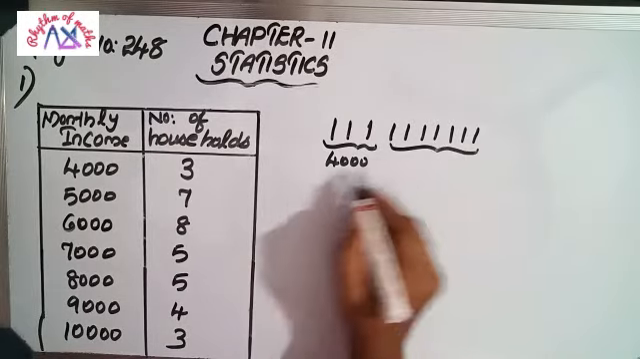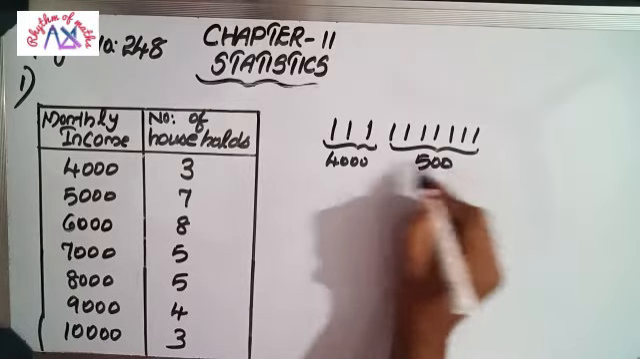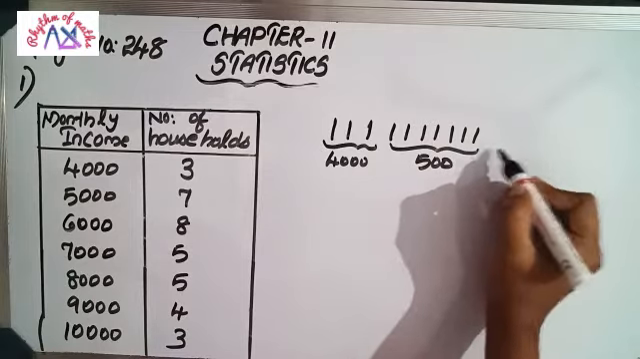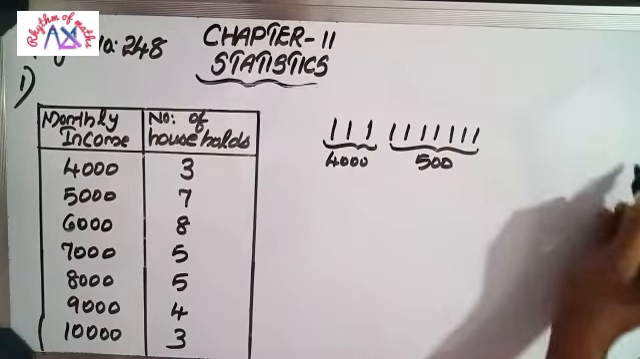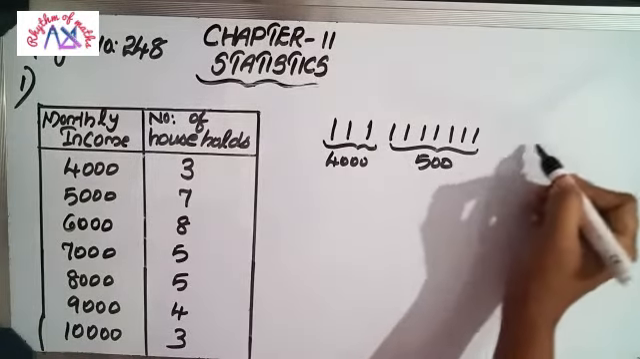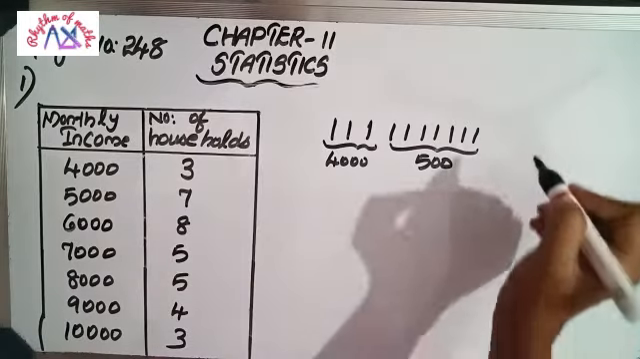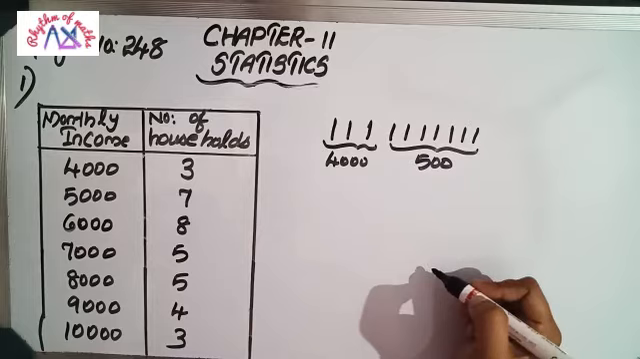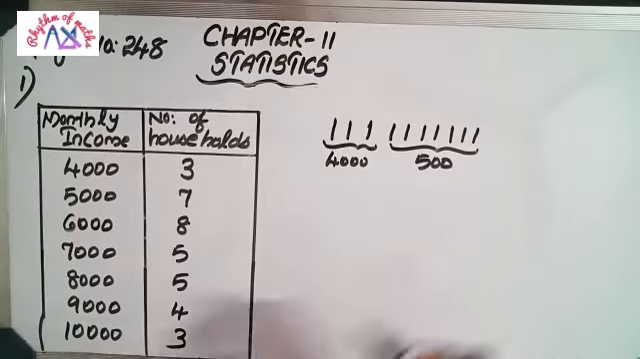These 7 families are getting 5,000. Like this we need to arrange the families. Then next we will arrange 8 families. After arranging all these families, we need to find the exact middle family. That family's monthly income will be the median monthly income. So the method is, first of all we need to redraw the box.